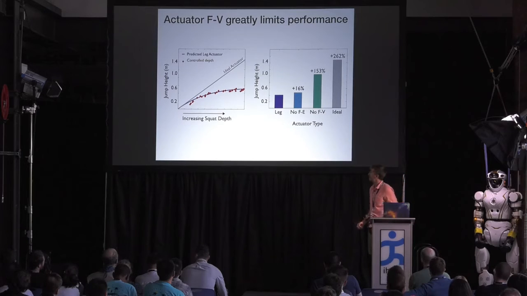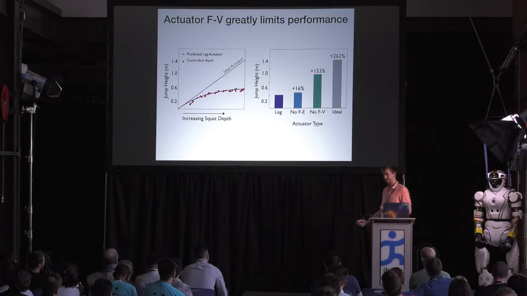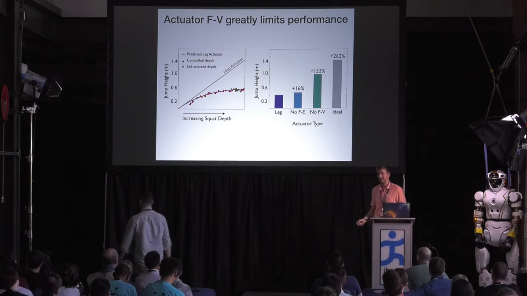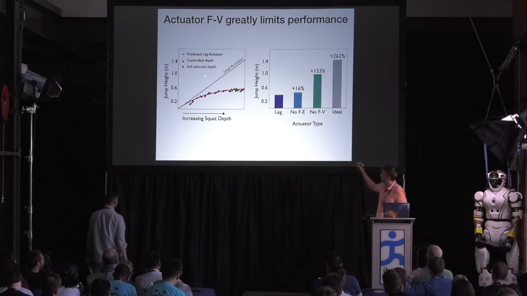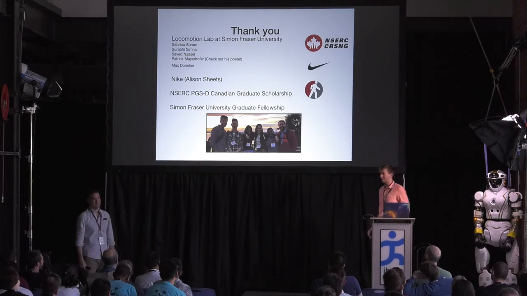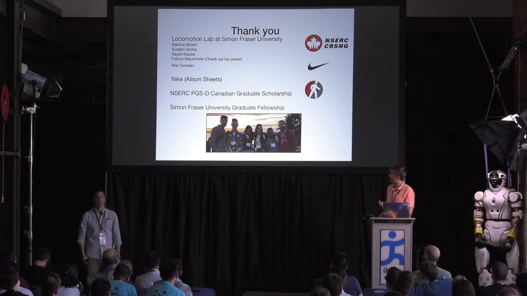Finally, looking at the experimental data with the self-selected conditions, we see that people choose a strategy that optimizes the characteristics of their actuator. So they're jumping at the optimal here. I have a poster upstairs that has more details of this model, and I'd love to chat more about it. Thank you.